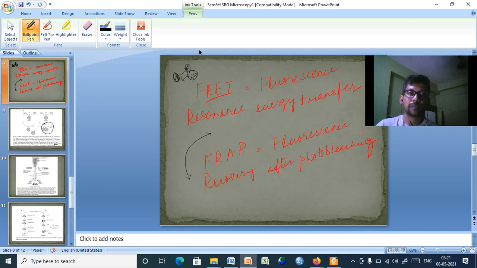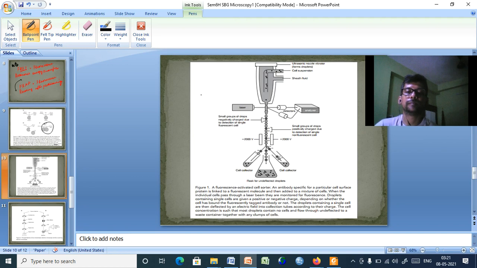Now, the second one, that is fluorescence recovery after photobleaching. This technique easily indicates whether there is a lateral movement of a particular molecule of interest. Then, this is also a very important aspect of fluorescence microscopy.